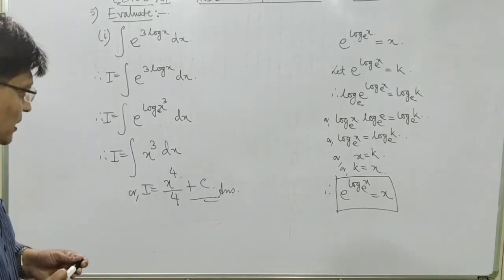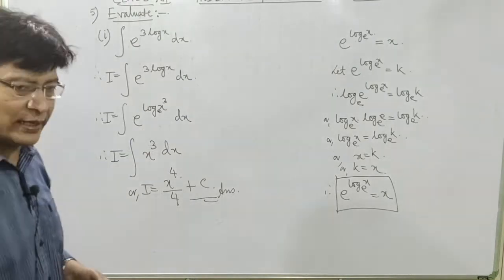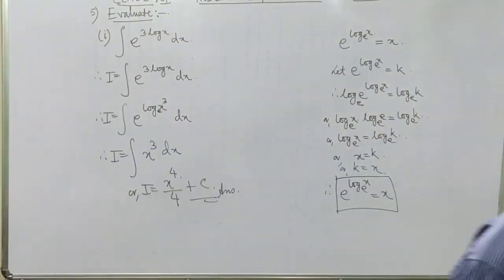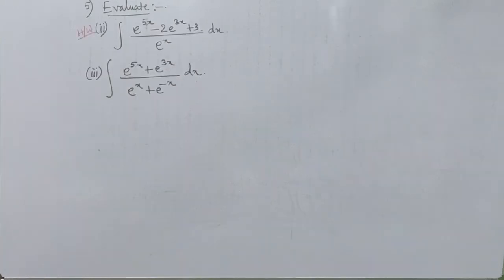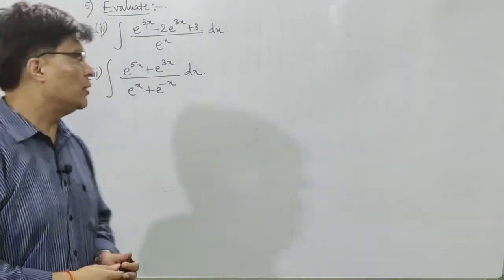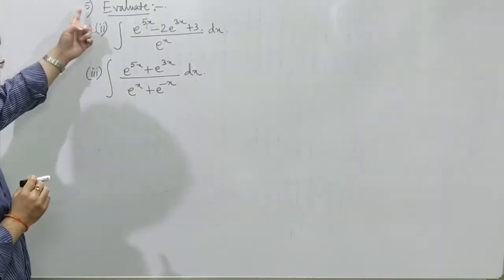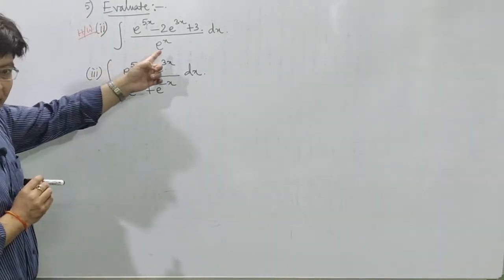So I think you have understood it. You can copy it. Now we'll do the next question, that is 5 number 3. This 5 number 2 will be a homework, you can do it.